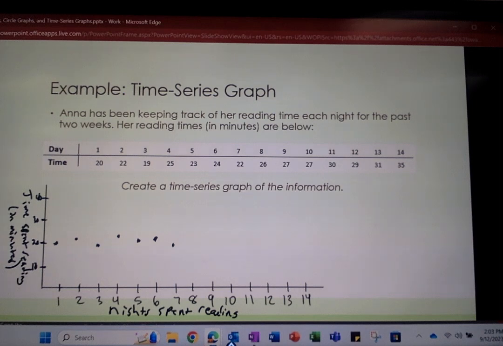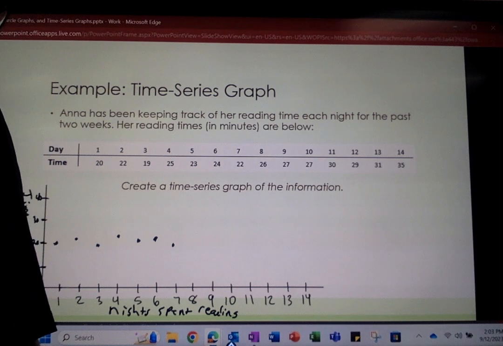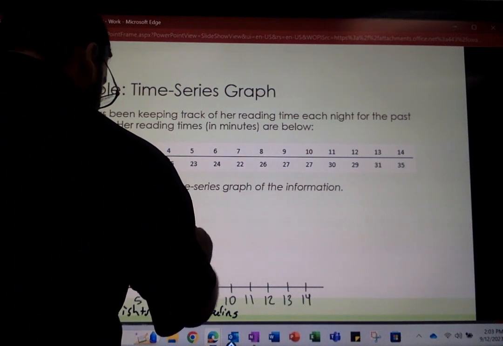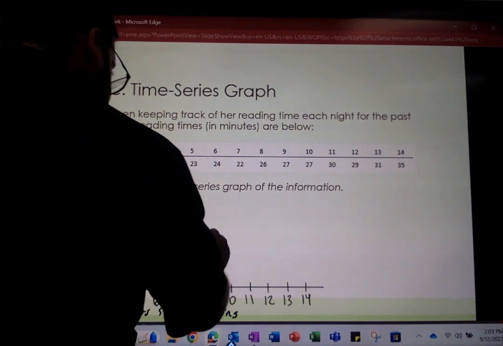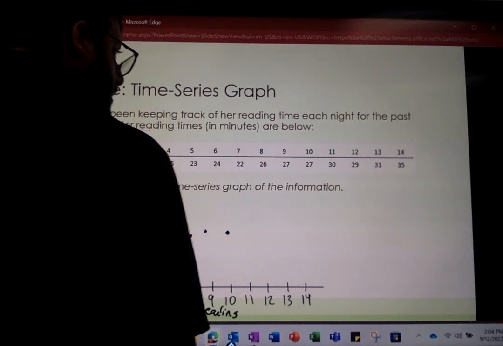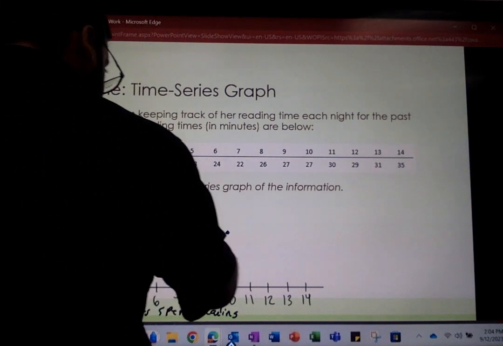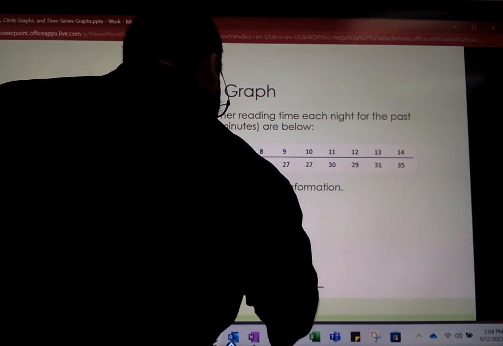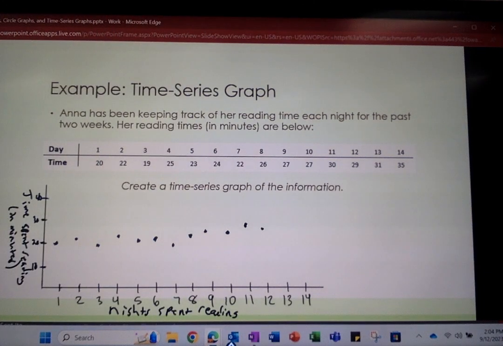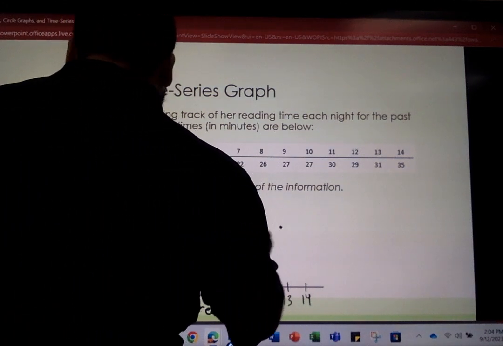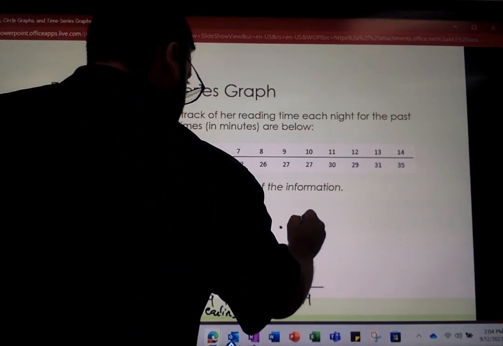Now, it's not going to look completely perfect, but I'm going to try my best to make it look as accurate as possible. Number 8, 26, right here. Number 9, 27, so just a little bit more here, and same for number 10. Number 11, now we're really ramping up, 30, right here. 12, 29, so just underneath that. Then for 13, it's 31, and 14 is 35. We'll put that right here.